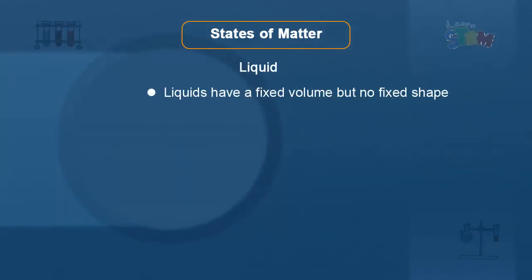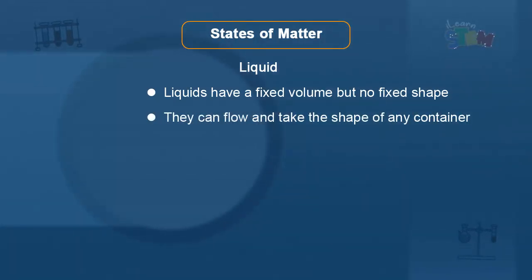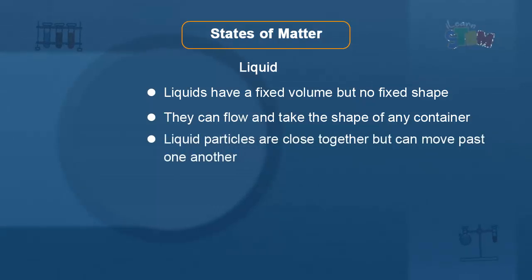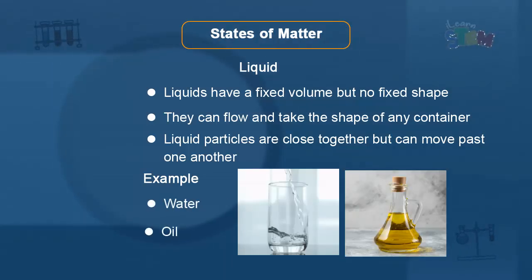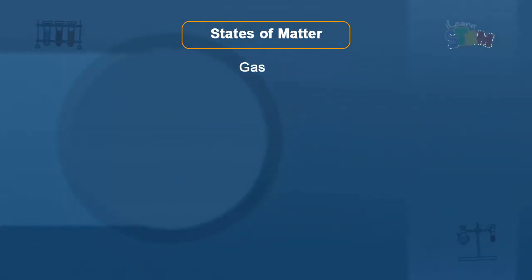Liquid. A liquid has a fixed volume but no fixed shape. This means it can change its shape to fit the container it is poured into. The particles in liquids are close together but can move around. Examples of liquids are water and oil. When you pour water into a cup or bottle, it takes the shape of that container, but the amount of water remains the same.